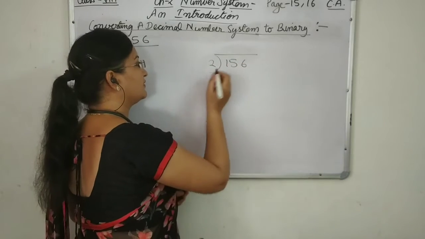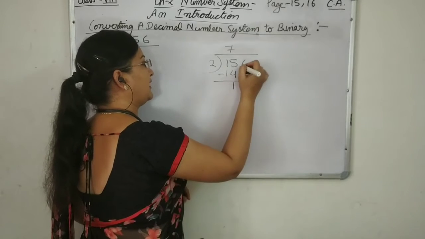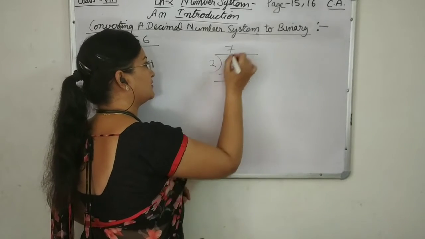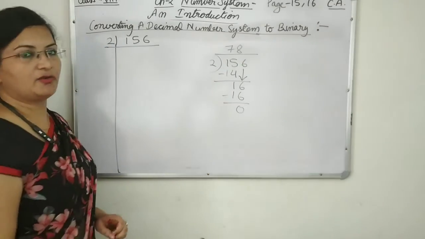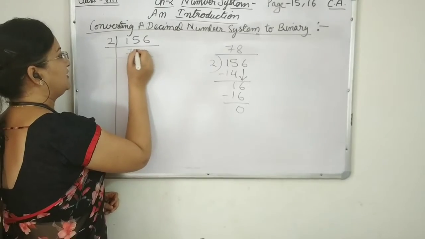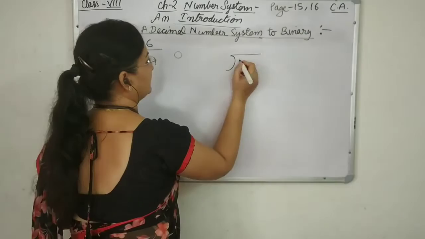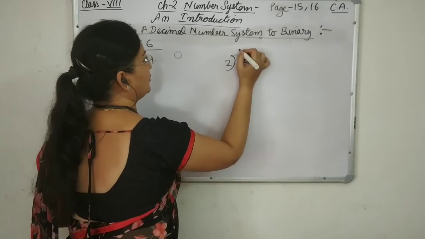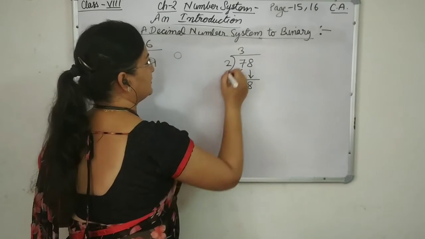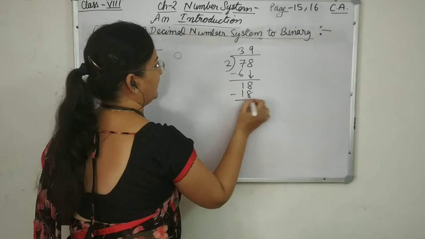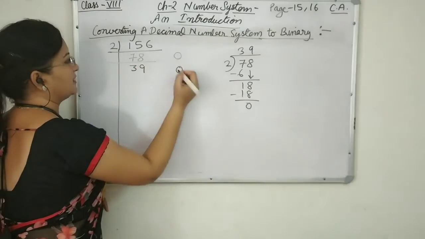So 156 divided by 2. 2 sevens are 14, remainder 1. Then bring down the 6. 2 eights are 16. It is completely divisible, remainder is 0. So we write 78 here and remainder 0. 78 we divide by 2. 2 threes are 6, remainder 1. Then 8: 2 nines are 18. Again completely divisible. So we write 39 here and remainder 0 here.